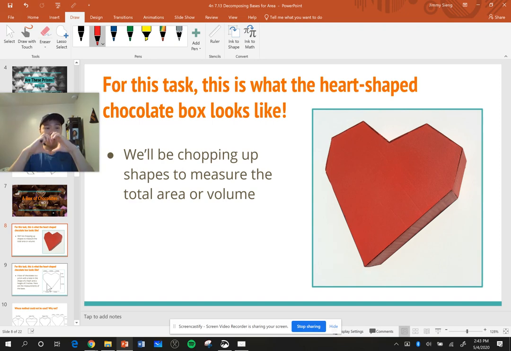It has that little heart on the face, and it's a prism because you have this part and, whoops, you have this part and you have the back as the same, and therefore those are prisms, all right? We're going to be chopping this up and trying to find the volume of it.